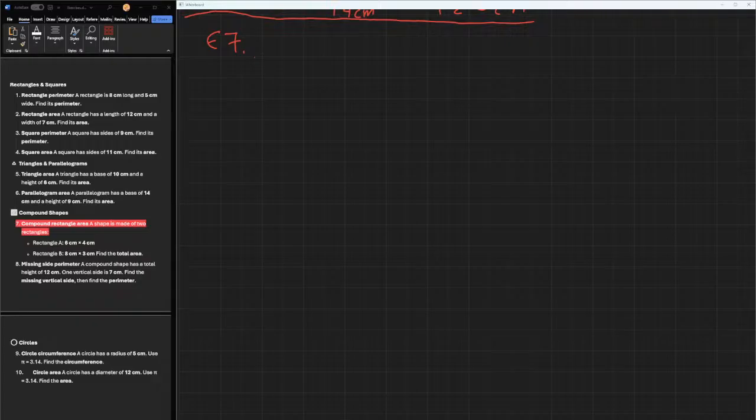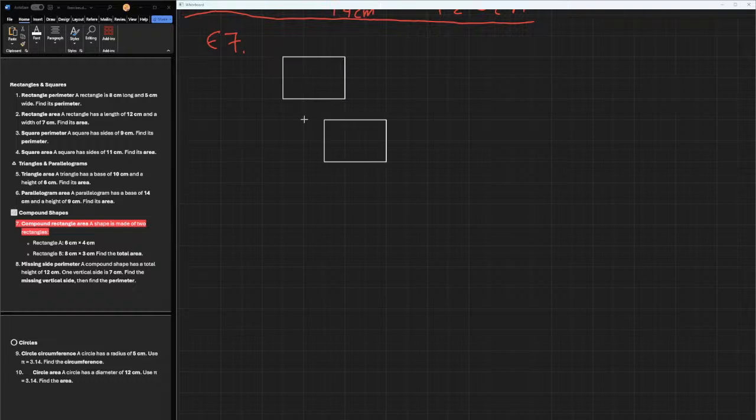A compound rectangular area. These compound shapes are a little bit more advanced, because, for example, a rectangular shape could be something like this. As you can see here, it's not exactly a rectangle. Anyway, the shape is made of 2 rectangles. We have one rectangle which is, let's say, this.